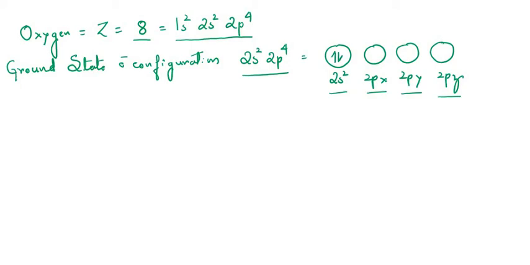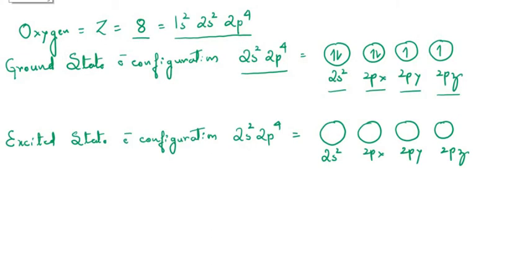Initially, the filling of orbitals takes place according to Hund's rule of maximum multiplicity. So the first electron goes in the 2px orbital, the second in the 2py orbital, the third in the 2pz orbital, and the fourth electron now occupies the 2px orbital. Now students, in the excited state the electronic configuration remains the same. So we have 2 electrons in the 2s orbital, 2 electrons in the 2px orbital, 1 electron in the 2py orbital and 1 electron in the 2pz orbital.